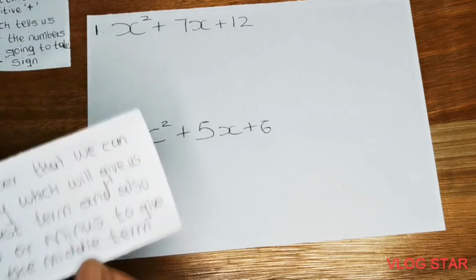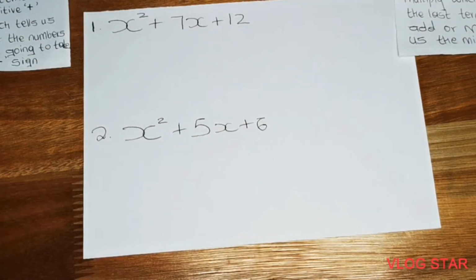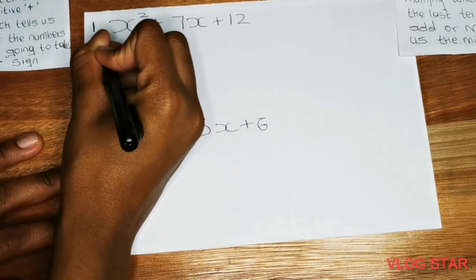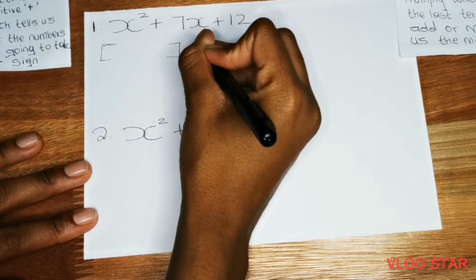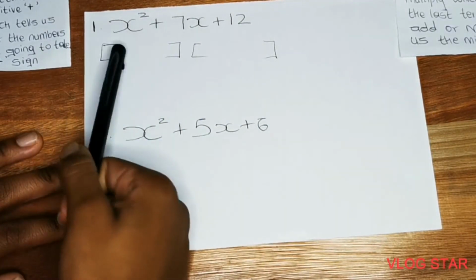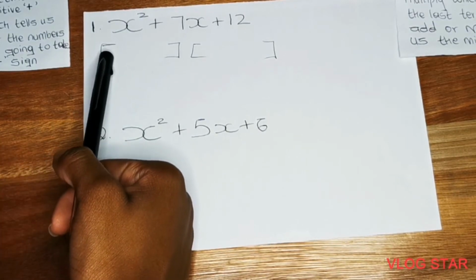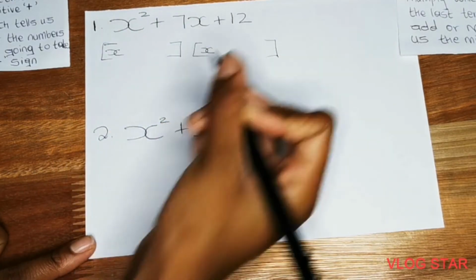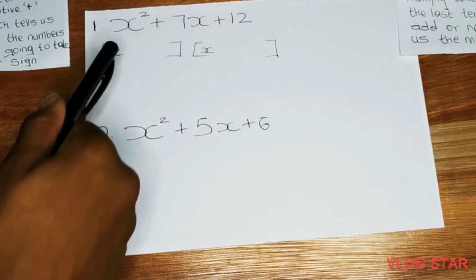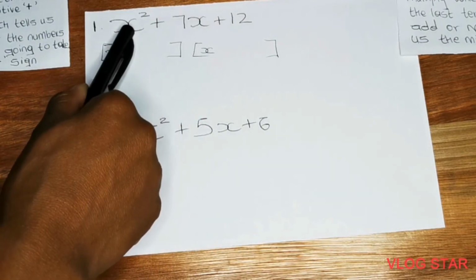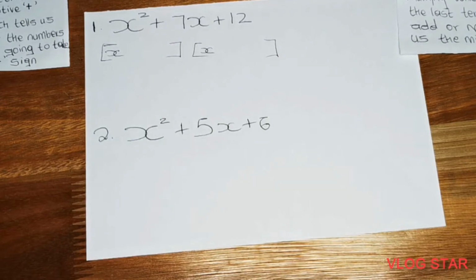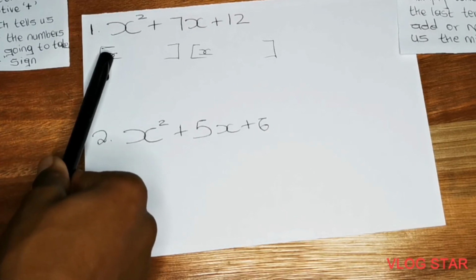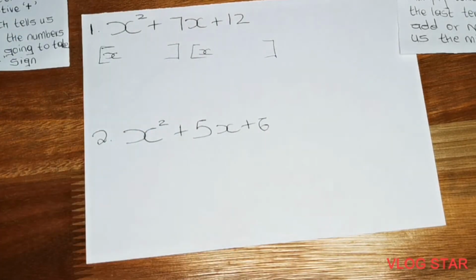So without wasting any time, let's get working. In factorizing of trinomials, we are going to have two brackets. What is the first term that's going to be inside the bracket? We're going to have x. Why? Because x times x will bring us to x squared. If they gave you a y instead, you're just going to put your y in the first bracket and your other y in the second bracket.